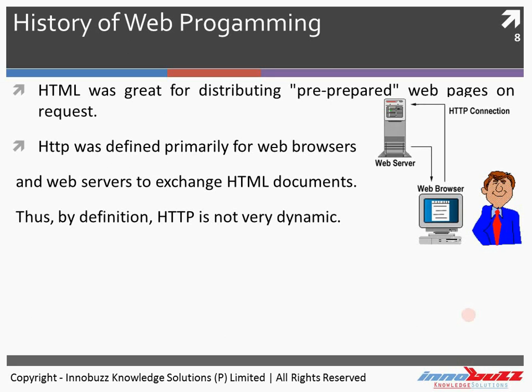Here, if you see a scenario where HTTP asks the web server for a specific HTML document, the web server would then send the requested document back to the web browser, which in turn would display the document as defined by the HTML to the client. HTTP was defined primarily for web browsers. Therefore, as already told earlier, HTTP was not very dynamic.